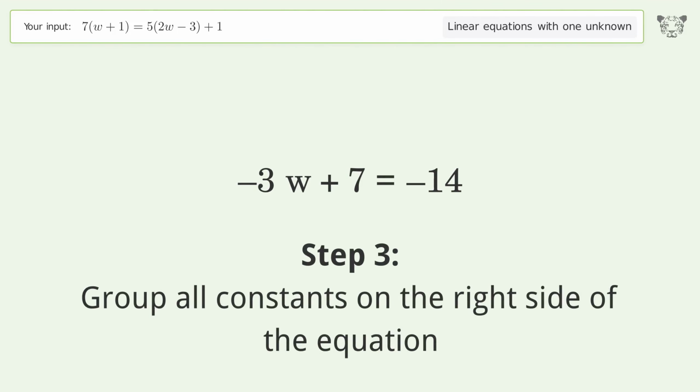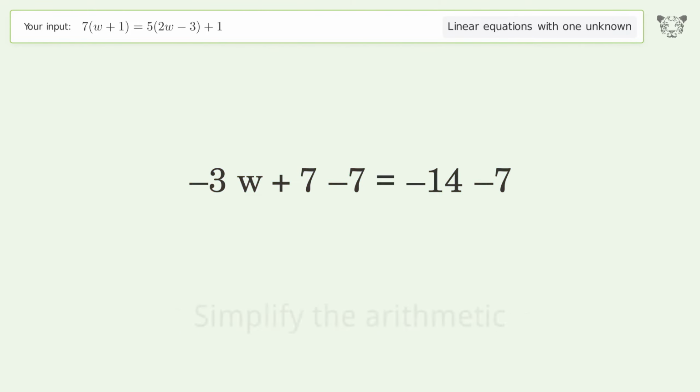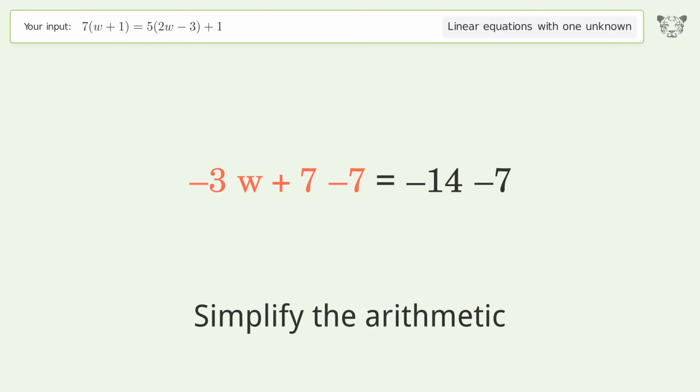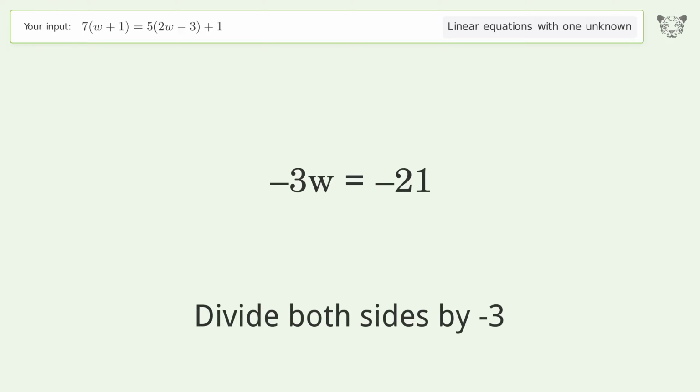Group all constants on the right side of the equation. Subtract 7 from both sides. Simplify the arithmetic. Isolate the w. Divide both sides by -3.